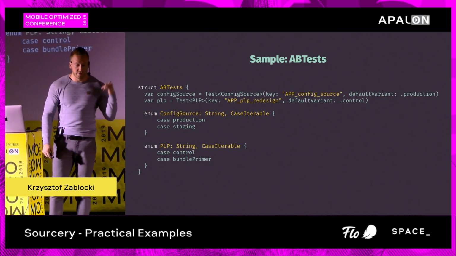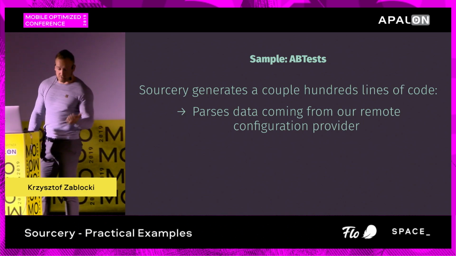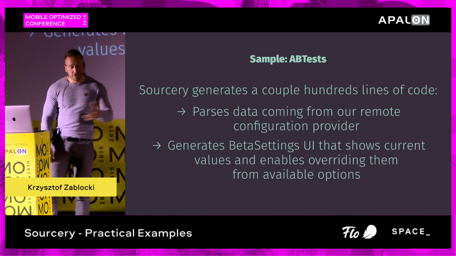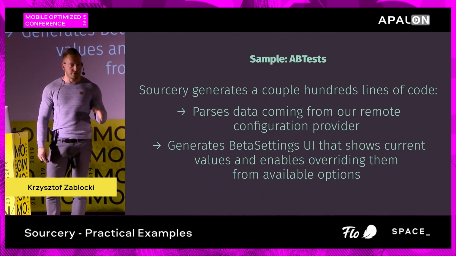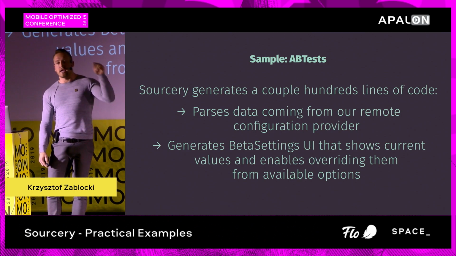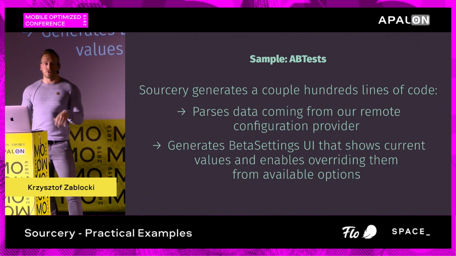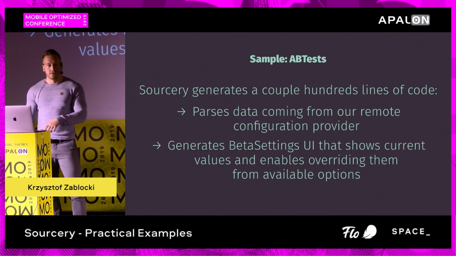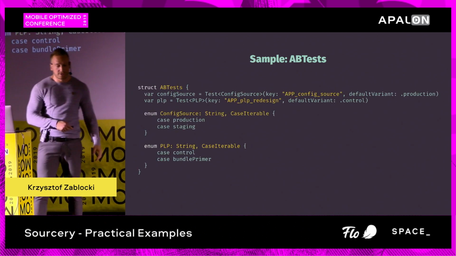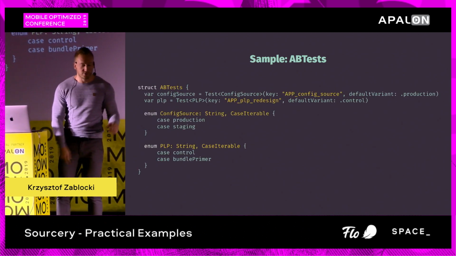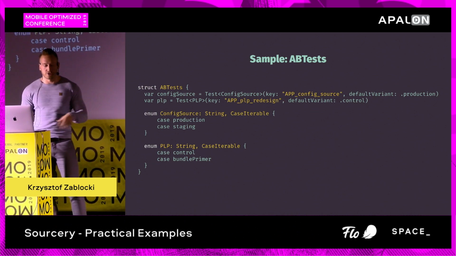And what Sorcery does is it generates from this the data parsing from the server and all the UI required to override this locally. So it builds all of that boilerplate, which is a couple hundred lines of code. So you can go into beta settings in our application, and even if you're assigned to production, you can just go, no, I want to be in staging. This is extremely easy because we have many teams and we run a lot of tests. So rather than having to modify multiple files, you just add a variable and you just create an enum for the variants, and you are done with it. And Sorcery can generate that.